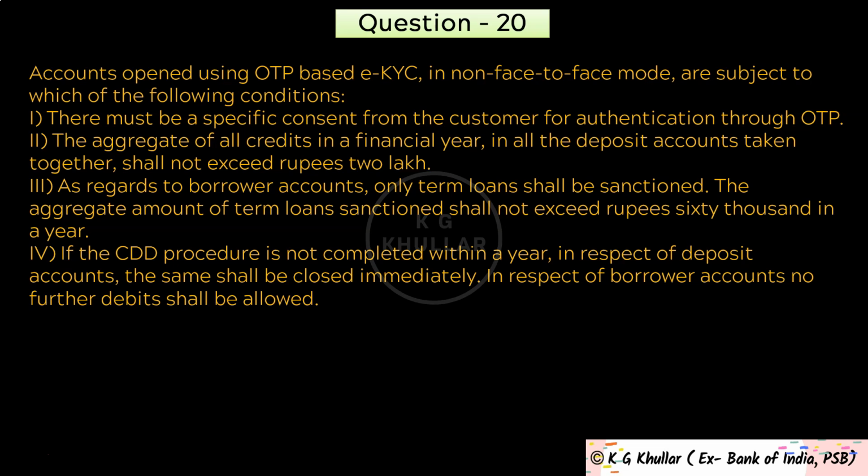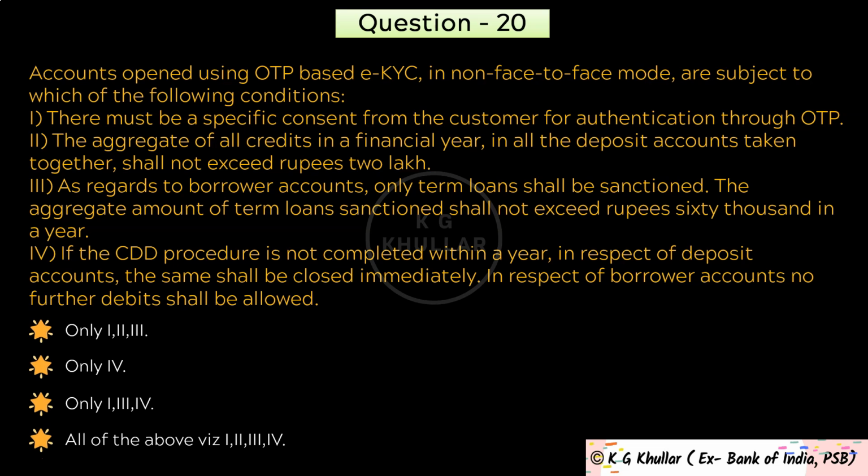Then third statement is, as regards to borrower accounts, only term loans shall be sanctioned. And also the aggregate amount of term loans sanctioned shall not exceed rupees 60,000 in a year. And last statement is, if CDD procedure is not completed within a year in respect of deposit accounts, the same shall be closed immediately. And also in respect of borrower accounts, no further debits shall be allowed. Now these answer choices are also given to you. Now friends, this is also a very good fact-based question, and the correct answer choice for the given question is option D. That is, all the statements 1 to 4 are correct.